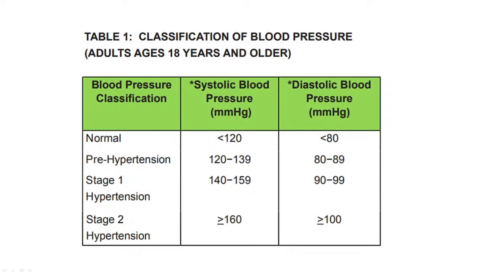If you make it past the pre-hypertension phase, guys, stage 1 hypertension is between 140 to 159.